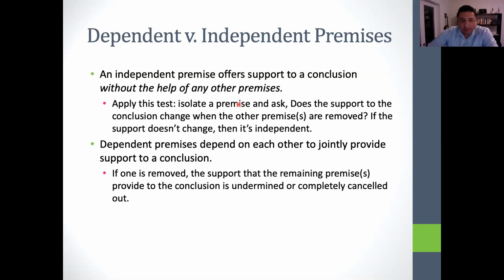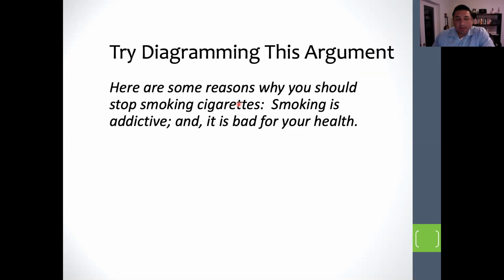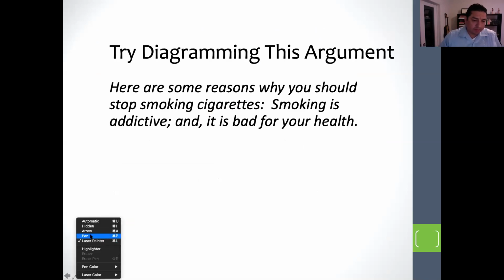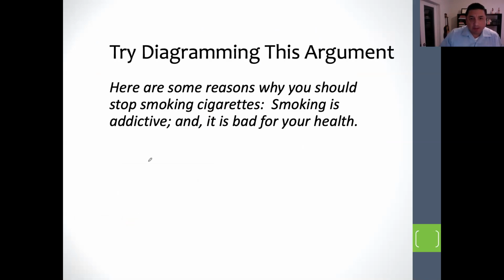The dependent premises are jointly providing support to the conclusion, just to reiterate. And if you remove one, then the support of the other remaining one is canceled out or diminished, right? The support takes a hit whenever you remove it. It makes it less. Okay, so let's try this example here. We're going to start out with some simple arguments to do this. So I'll walk you through this one here.